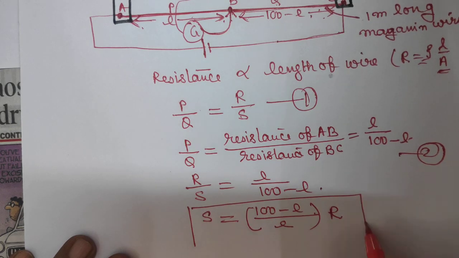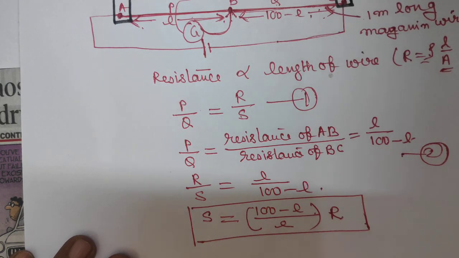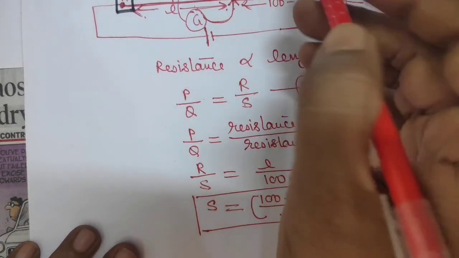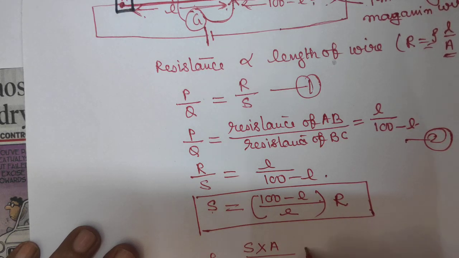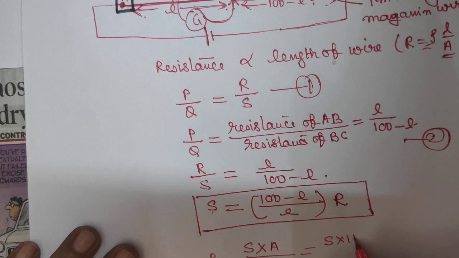Okay, this is the way to find the unknown resistance, and if we want to find the resistivity also, we know the formula: rho equals S into A upon L, that is, S into pi r square upon L.